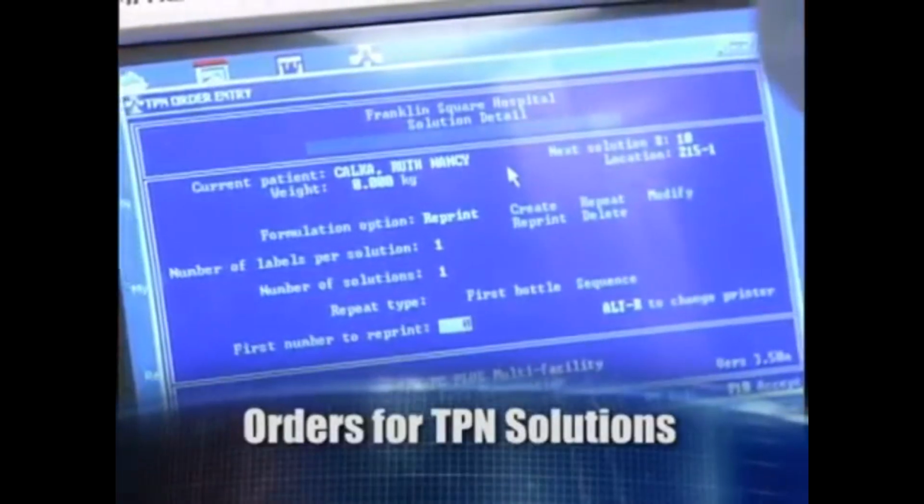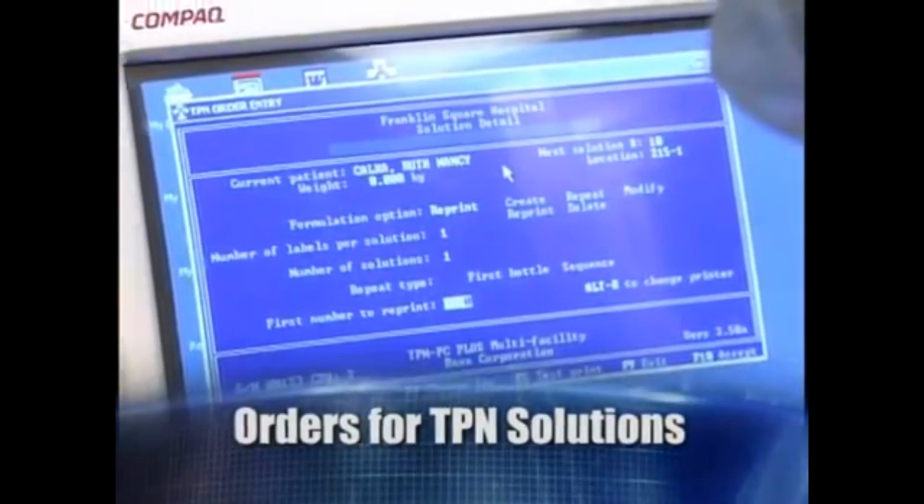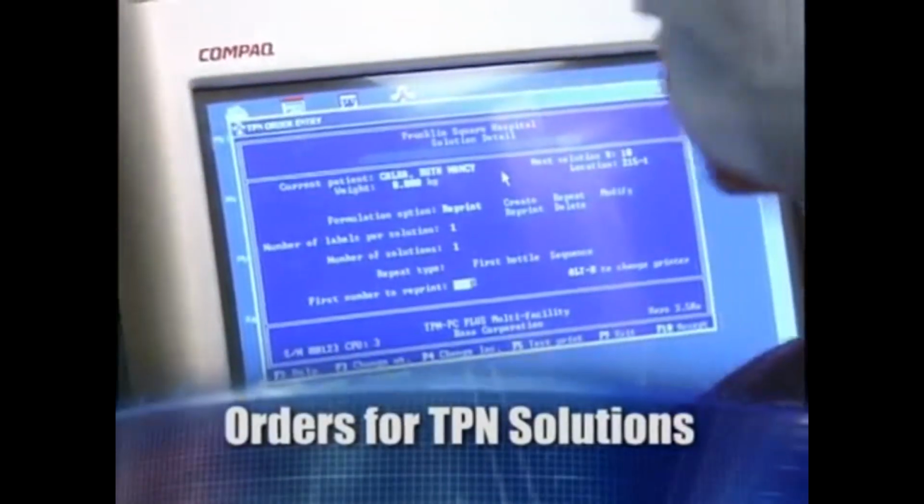TPN therapy is indicated for patients who cannot meet their nutritional needs through oral or other gastrointestinal means. TPNs may be used for patients who cannot, will not, or should not eat, or who cannot absorb enough nutrients to sustain their needs. Procedures for ordering and dispensing TPN solutions vary and are specific to each institution.